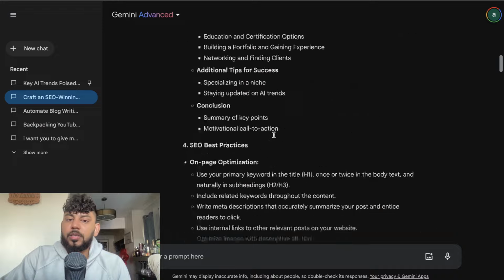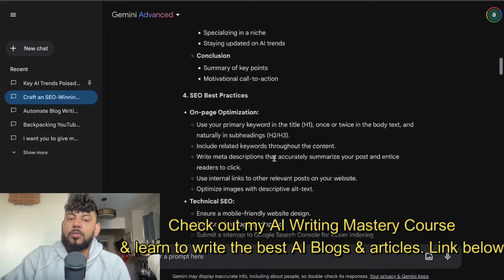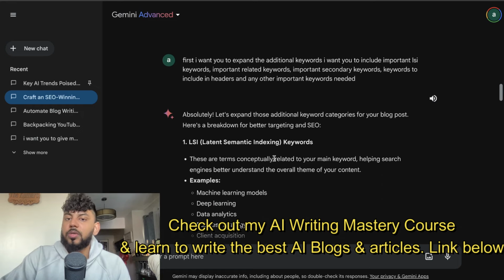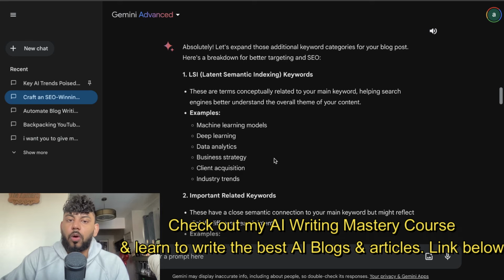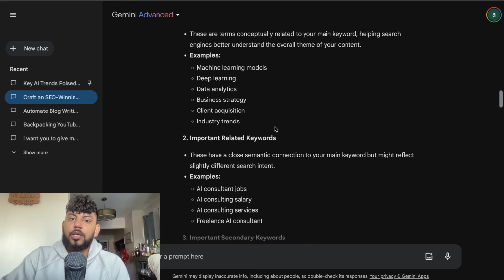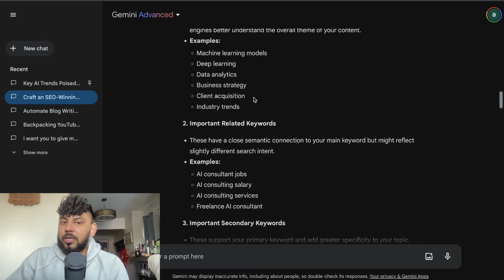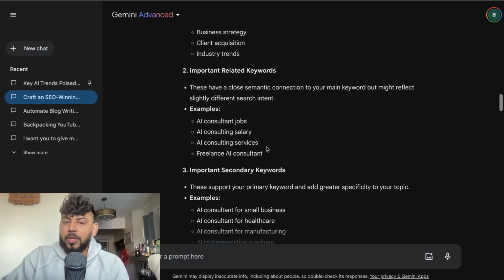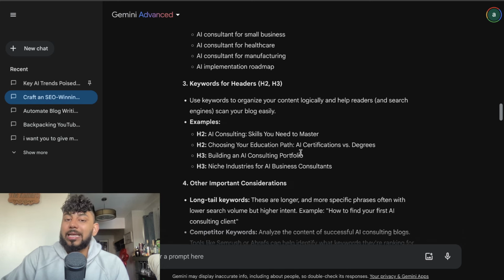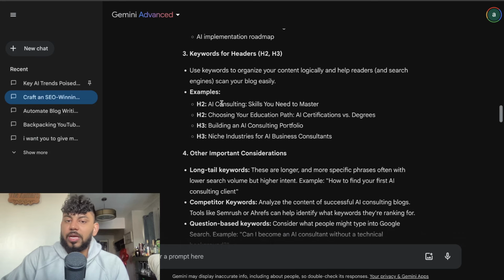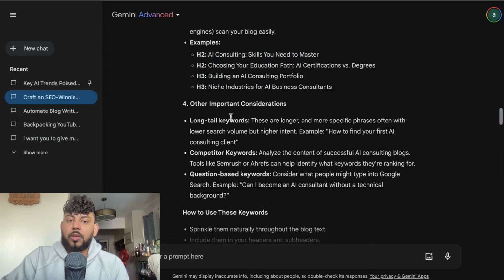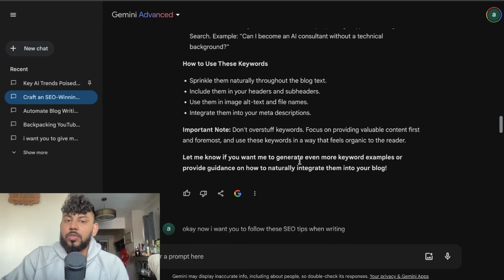So first, since it gave me a list of keywords, I wanted it to expand on that keyword list. So I told it to expand on the list, include more LSI keywords, important related keywords, secondary keywords, and so on. As you can see here, this is an expanded list of the keywords that we need to include within this article. We get some LSI keywords, which are essentially related keywords. Then we get some other related keywords, like AI consultant jobs, and some important secondary keywords and keywords which we need to include within the header. These are our H1, H2, and H3 keywords that the AI needs to include within the headers. And then we get some other important considerations on how to use these keywords.